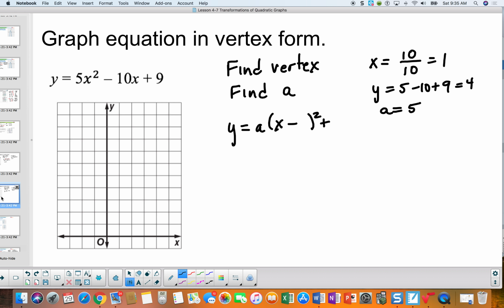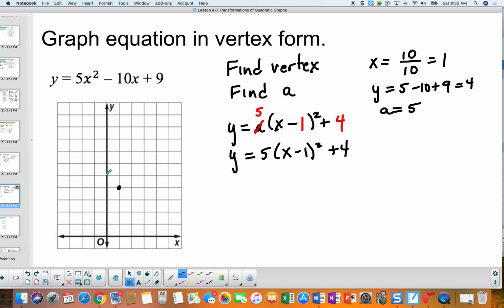All right, let's take a look at trying to graph this one. Now I've already found the vertex, and I'm going to be able to put that in. x is 1 and y is 4. And I know my a is 5 from this, so I'm going to put a 5 right here. So my equation is y is equal to 5(x minus 1) squared plus 4. I'm going to graph my vertex, and my vertex is 1, 4.